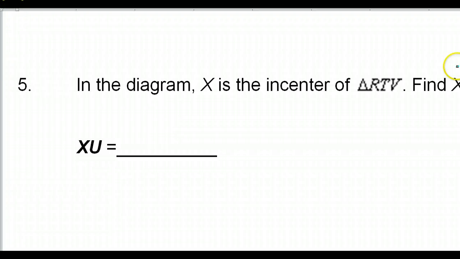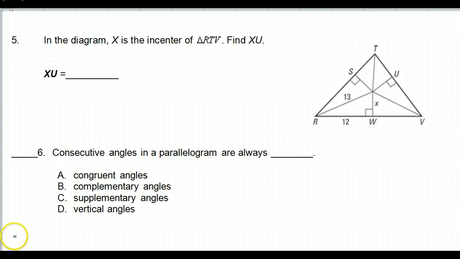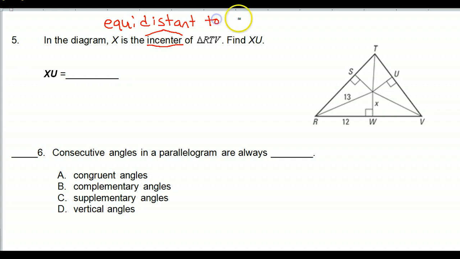Number 5. X is the in-center of the triangle. Find XU. In-center, hey. Because it's the in-center, that means it is equidistant to the sides. Okay, that is the special property of the in-center.